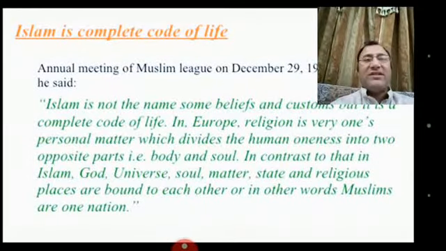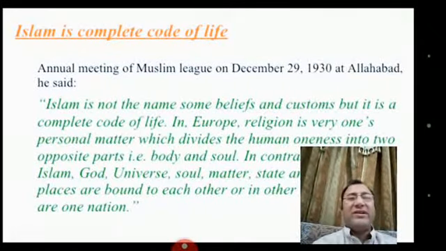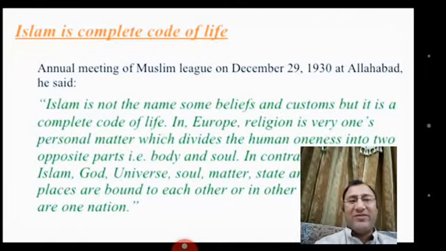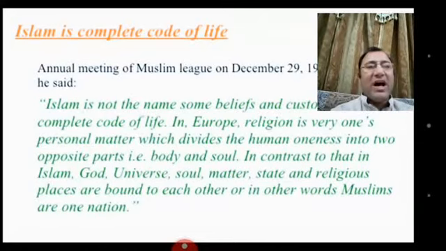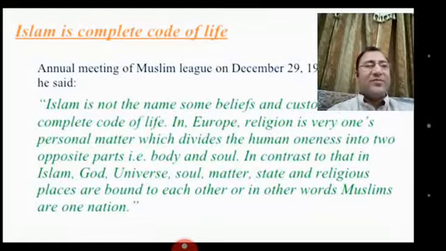He said Islam is not merely some belief and custom, but it is a complete code of life. So the concept of religion is different in Europe, because there it is a personal matter. It divides human oneness into two opposite parts, body and soul. In contrast to that, in Islam, God, universe, soul, matter, state and religious places are bound to each other. In other words, Muslims are one nation.